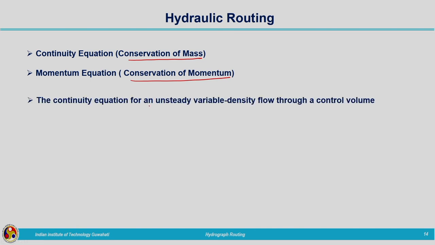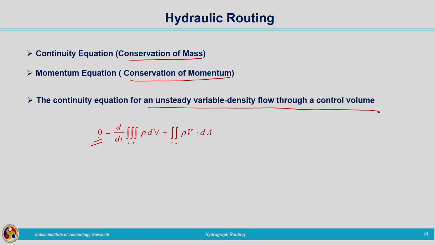So the continuity equation for an unsteady variable density flow through a control volume. This equation is very familiar to you, which is derived while discussing the topic of Reynolds transport theorem. That equation we are going to make use of here. Our extensive property is mass, so the intensive property, dB by dm, will be equal to 1. So the time rate of change of the extensive property, that is the left hand side of RTT, will be equal to 0, because our extensive property B is the mass of the fluid, that is mass of water.